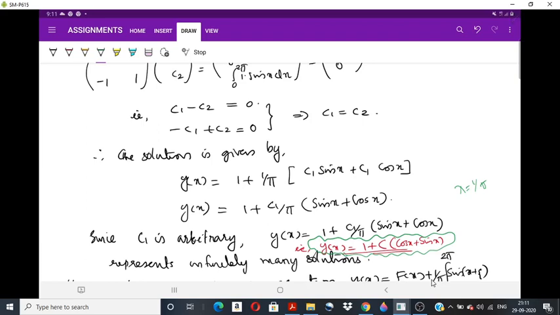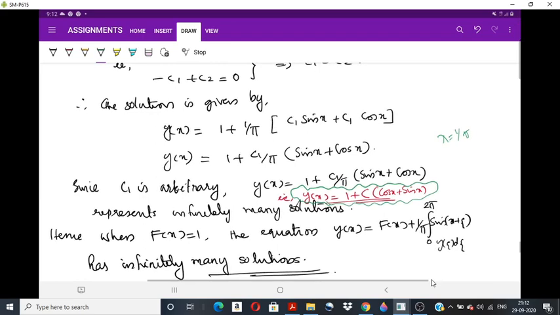So we have proved that there are infinitely many solutions, and the form of the solution is given by y of x equal to 1 plus C into cos x plus sin x, or 1 plus C into y1 of x. Similarly we can prove for lambda equal to minus 1 by pi. You can check that as an exercise, but here it is not mentioned, that's why I'm not going into that one.